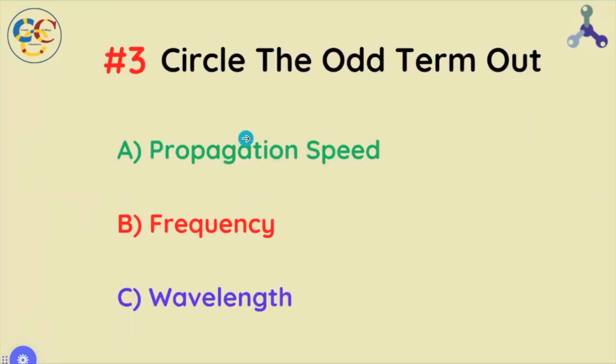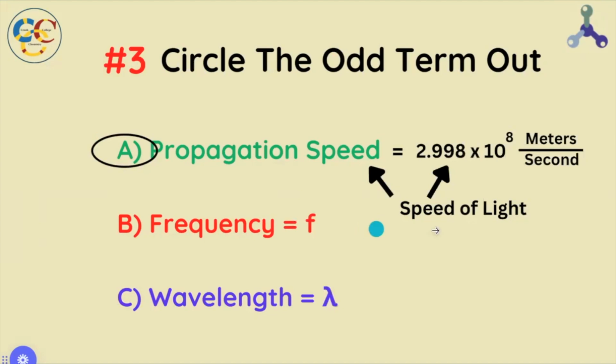Next question, circle the odd term out. It's between propagation speed, frequency, and wavelength. I'll give you a few seconds. So the correct answer is propagation speed. Very simply, this is because the speed of light is the speed by which light propagates. It's a constant 2.998 times 10 to the 8 meters per second, whereas frequency and wavelength are variables.